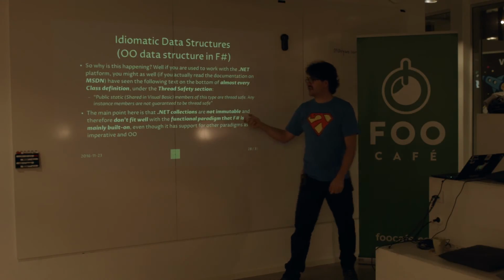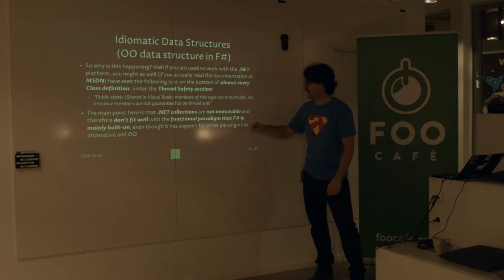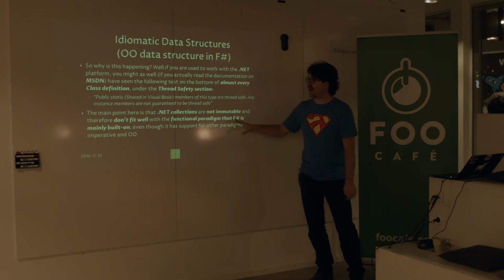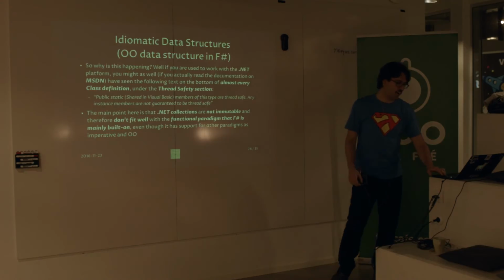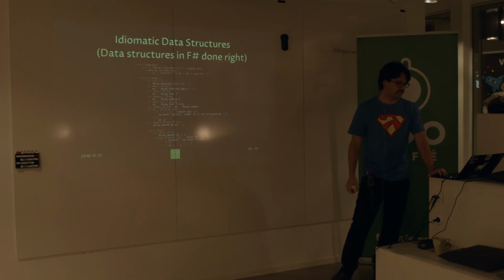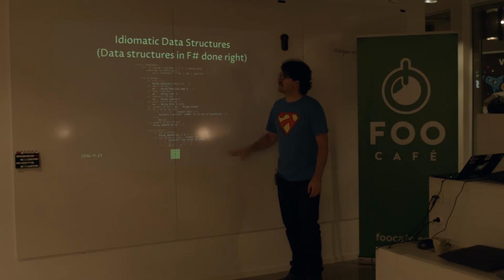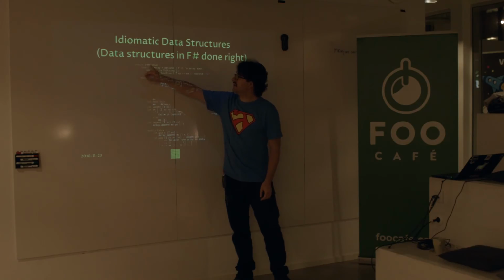So this is why I come with this claim that object-oriented data structures don't fit well with this mindset of immutable data structures that we have in F#. And that's why you're probably able to achieve the same if you use idiomatic data structures, as I call them, and that's the name they have.